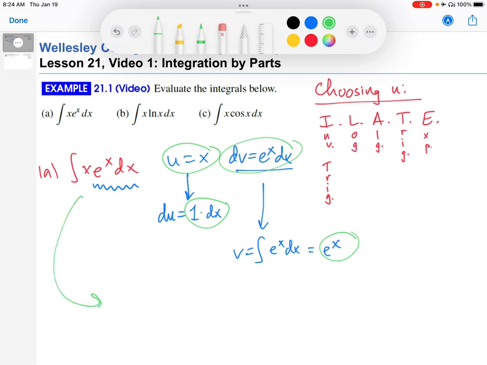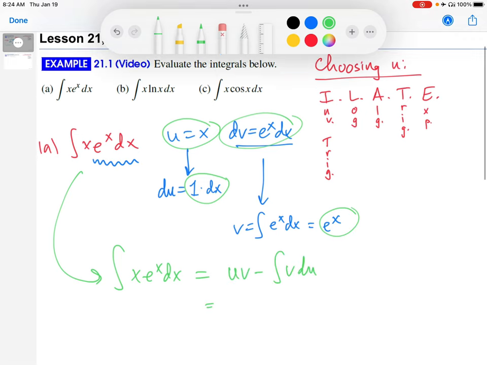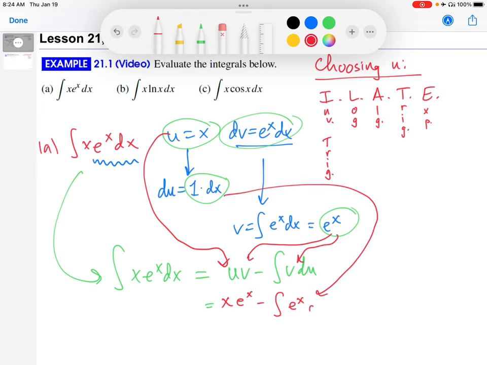So now we apply our integration by parts formula. This says the original integral equals uv minus integral of v du. So I put in my u, so that's x. I put in my v, so that's e to the x, minus integral of another v, e to the x, times du, which is just dx.